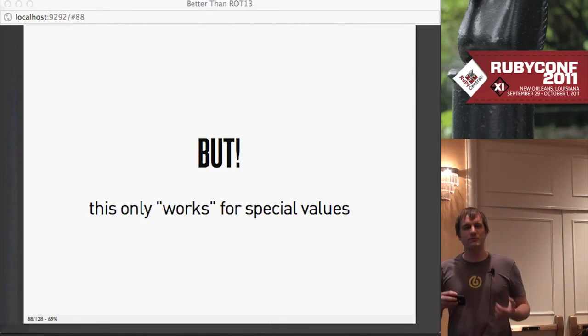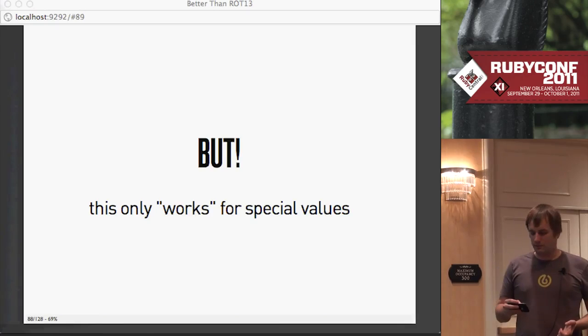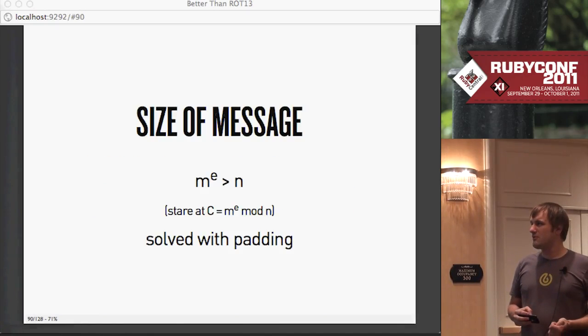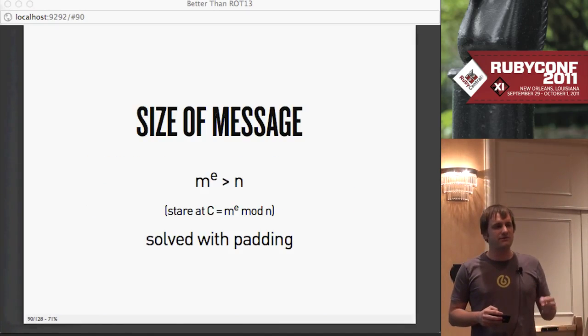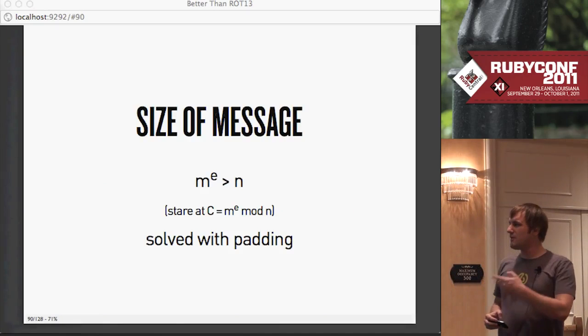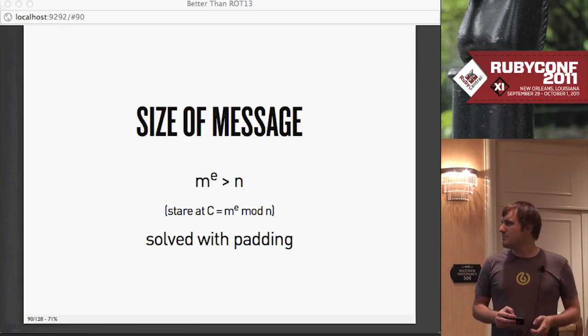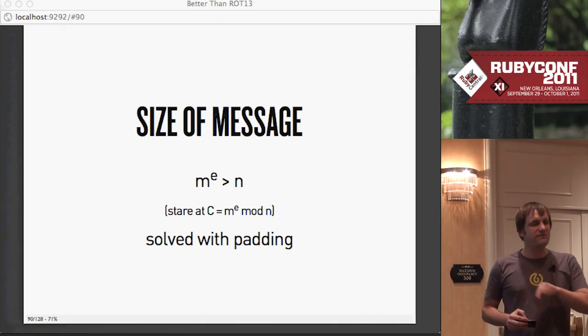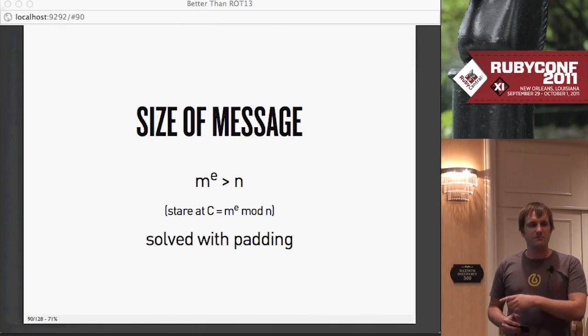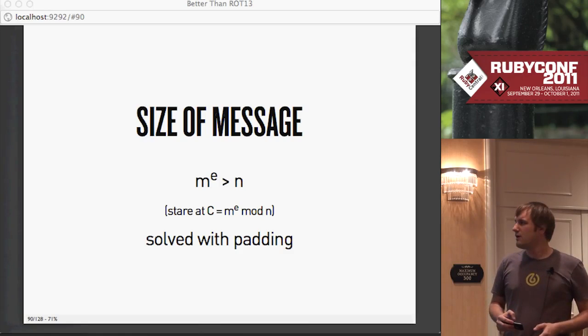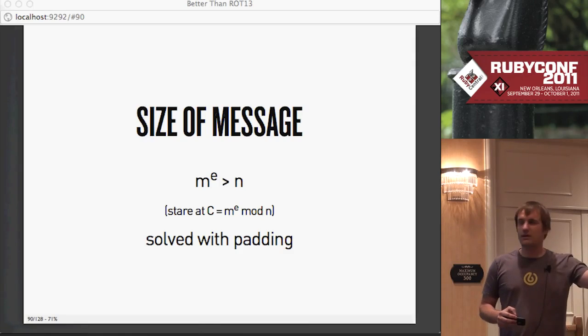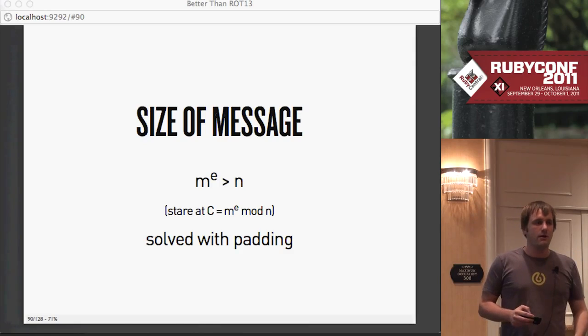The problem is this only works for special values. So some of the requirements are M to the power of E needs to be greater than N. Because if you stare at that equation, M to the E mod N, if M to the E is less than N, the right-hand side doesn't really do anything. It doesn't apply the modulus once. So if you send out C, if M to the E is too small, an attacker can just take C, take the Eth root of it, and they get the message back.